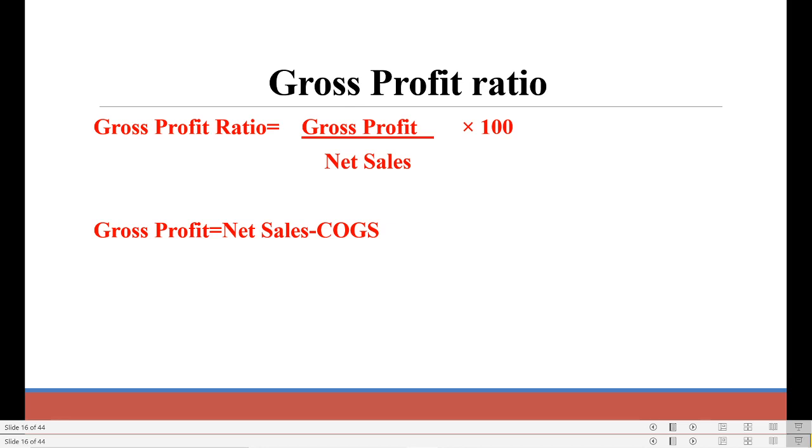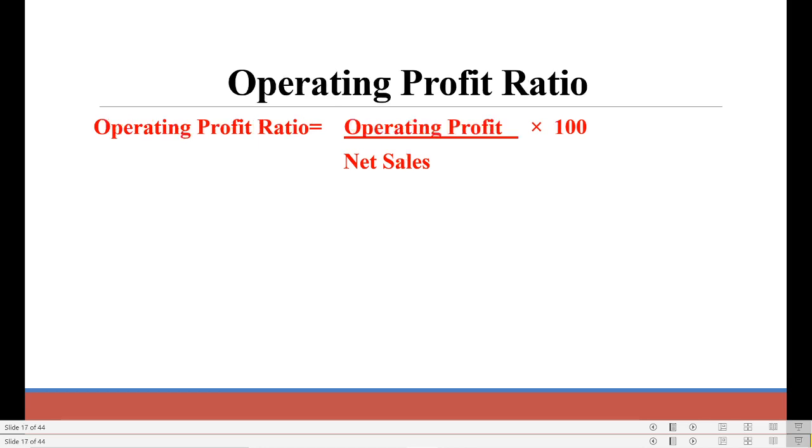So how do we calculate gross profit? That is net sales minus COGS. COGS meaning cost of goods sold. Okay, so all costs are included. Next is operating profit ratio.